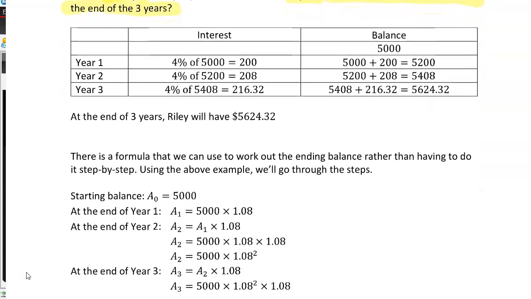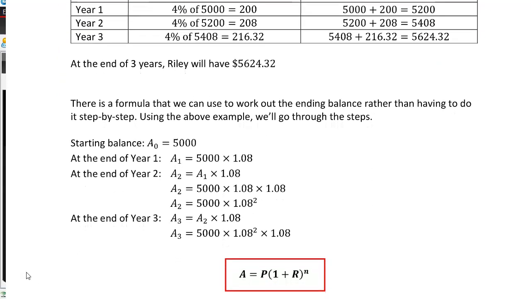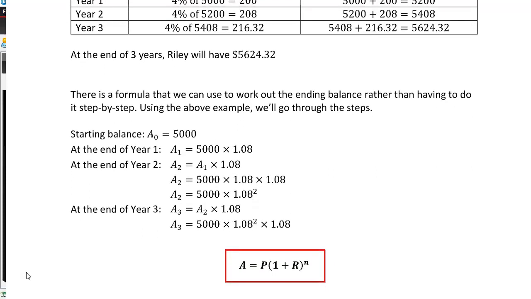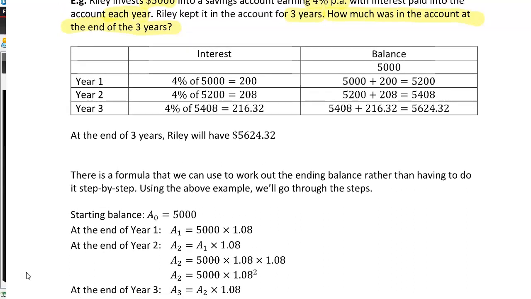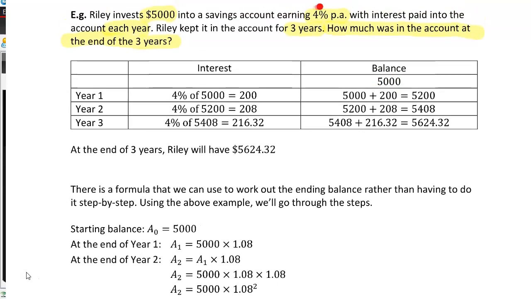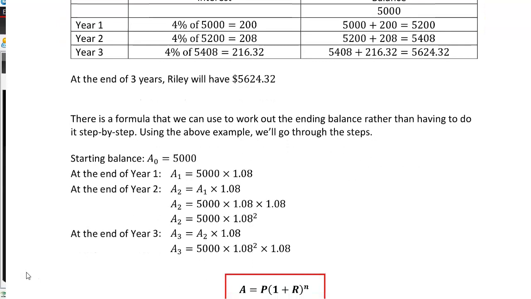So there is a formula we can use to work out that ending balance rather than to have to do it step by step. So using this example, the $5,000 with 4% interest, let's go through it. Okay, so we start with $5,000. At the end of year 1, the amount we have is 5,000 times by 1.08. Now, you're probably wondering where I get that 1.08 from.